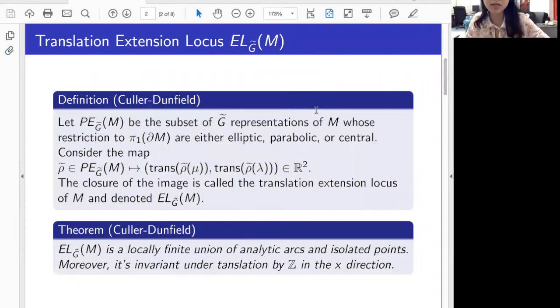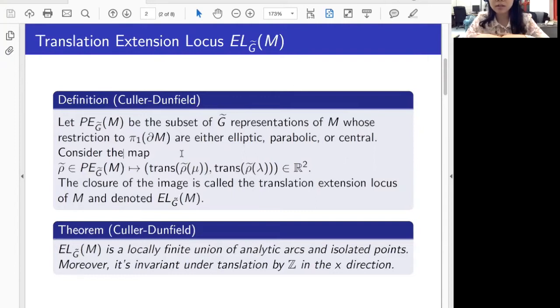First, let's look at the PSL2R tilde representations of the knot complement M that are elliptic, parabolic, or central when restricted to the boundary. This method was first introduced by Culler and Dunfield. Let PE sub G tilde of M be the set of PSL2R tilde representations of M that are elliptic, parabolic, or central when restricted to the boundary.